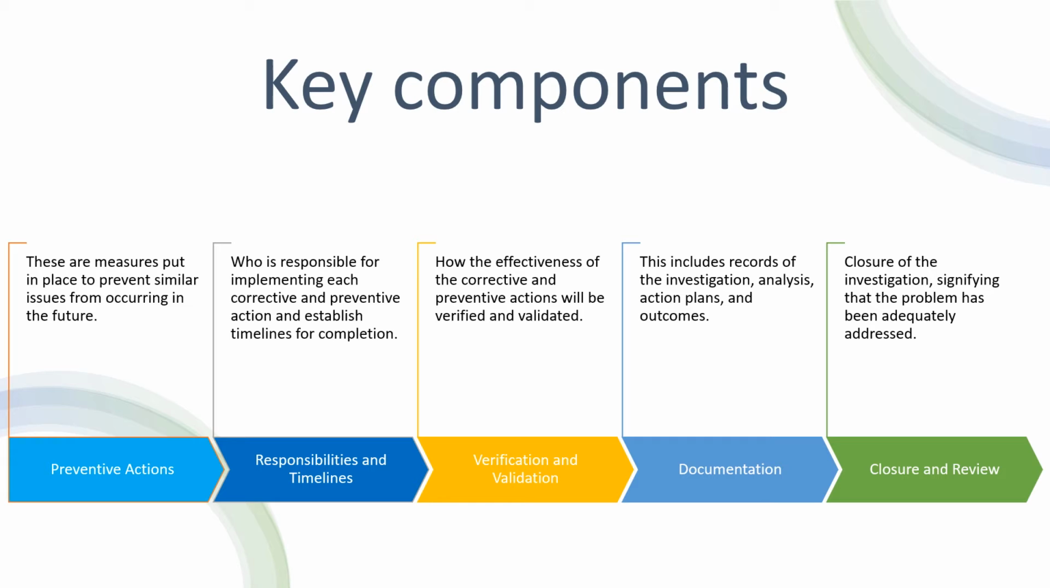And finally, closure and review. The Root Cause Corrective Action report typically concludes with a formal closure of the investigation, signifying that the problem has been adequately addressed. It may also include a provision for periodic reviews to ensure the sustained effectiveness of the implemented actions.